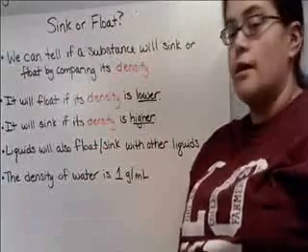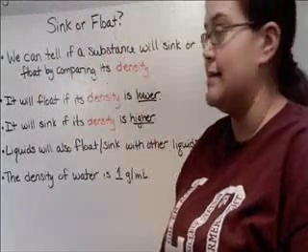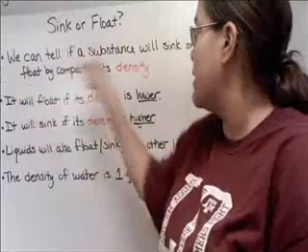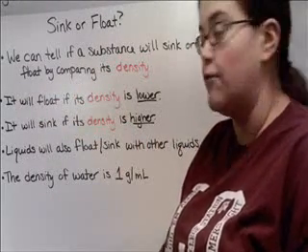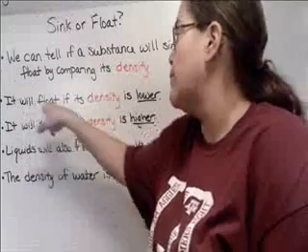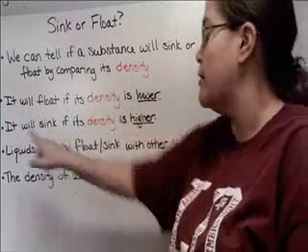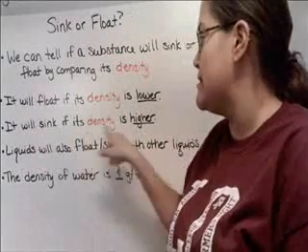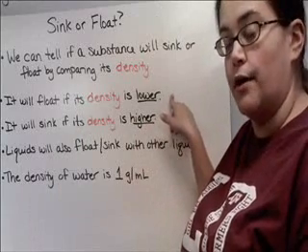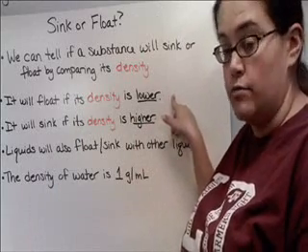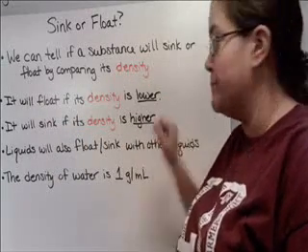Okay, so we can also tell if something will sink or float based on its density. So we compare its density with the liquid that you're putting it in to see if it'll float or sink. Something will float if its density is lower than the liquid. It will sink if its density is higher. So if the density of your object has a lower number than the liquid, then it will float. And if it has a higher number than the liquid, then it will sink.